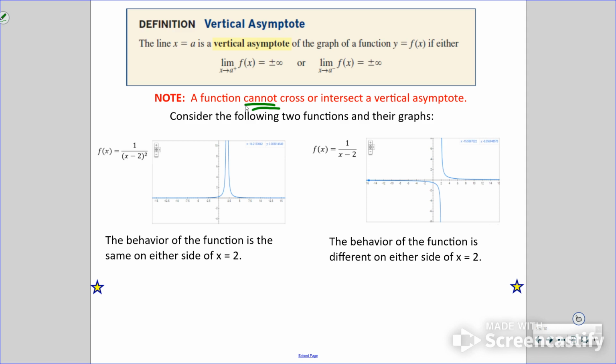Consider these two functions here. The behavior of the function is the same on either side of x equals 2. They're both going off to positive infinity. So we say that the limit as x approaches 2 is infinity, or we could classify this as does not exist.